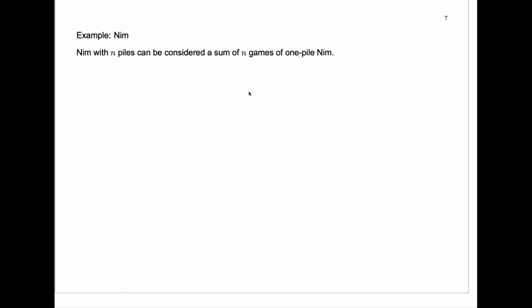We'll be talking about examples of sums of games more in our Zoom meetings when we'll try to play some. But the simplest example is just nim. I claim nim, when you have n piles, is just a sum of games where you have n individual one-pile nim games. So let's say you have 3 stones in one pile, 4 stones in another, and 5 stones in another. If we consider this just a one-pile nim game, game 1, this would be game 2, this would be game 3.